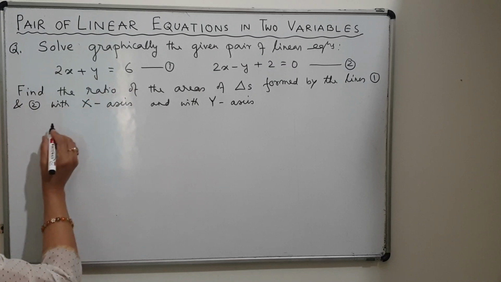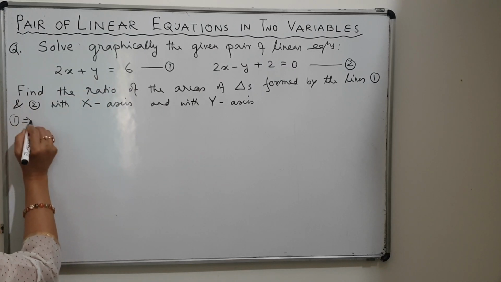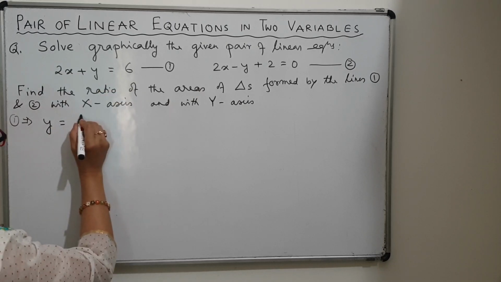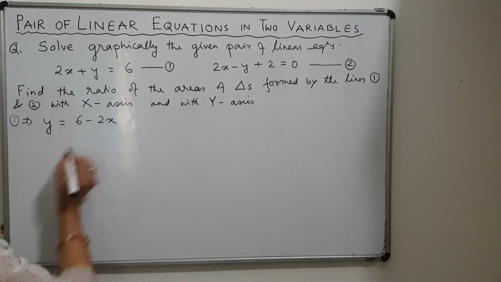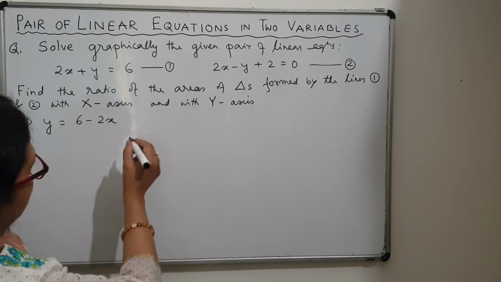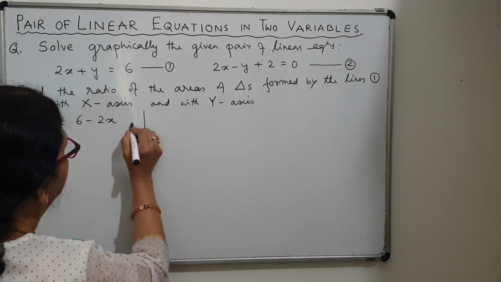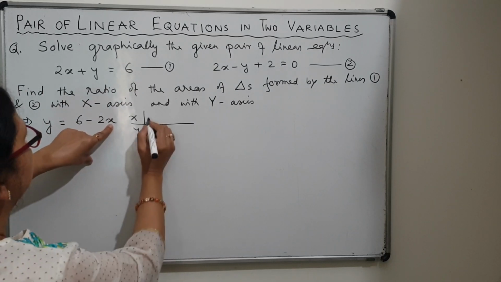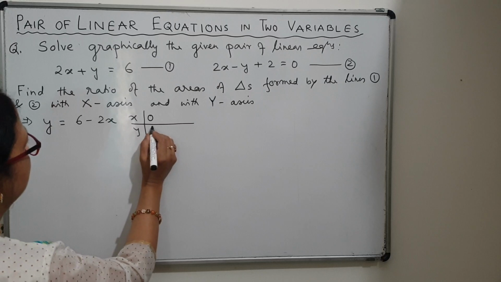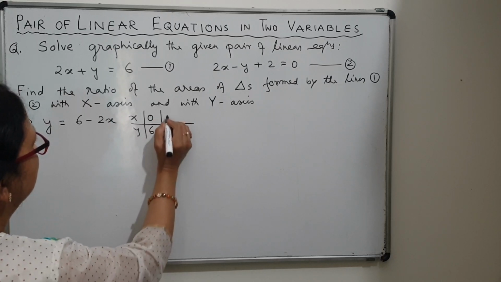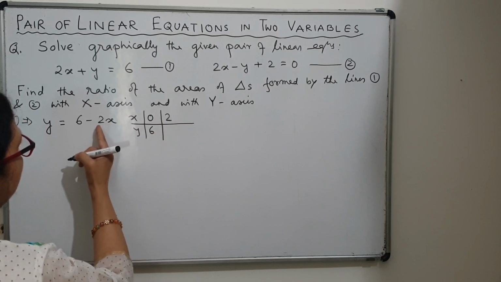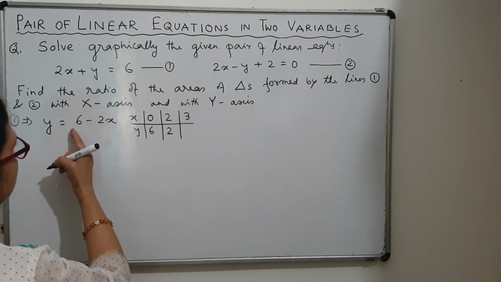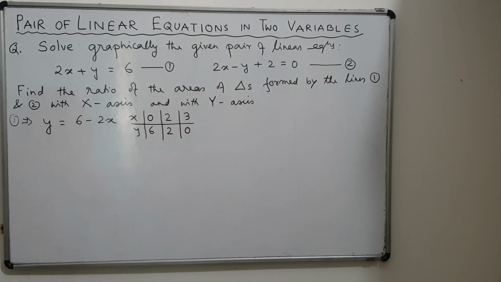The first equation, equation 1, what does it give? Y, and always express y in terms of x. It will be 6 minus 2x. So we can form the table for x and y. If x is 0, 6 minus 0, it will be 6. If you put x equal to 2, 2 twos are 4, it will be 2. And if you put 3, then 3 twos are 6, 6 minus 6, 0. So very easily we can form the table for plotting the graphs.